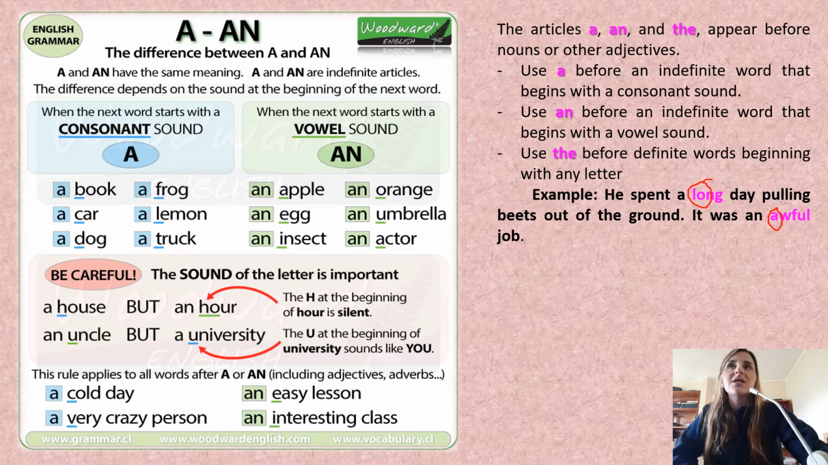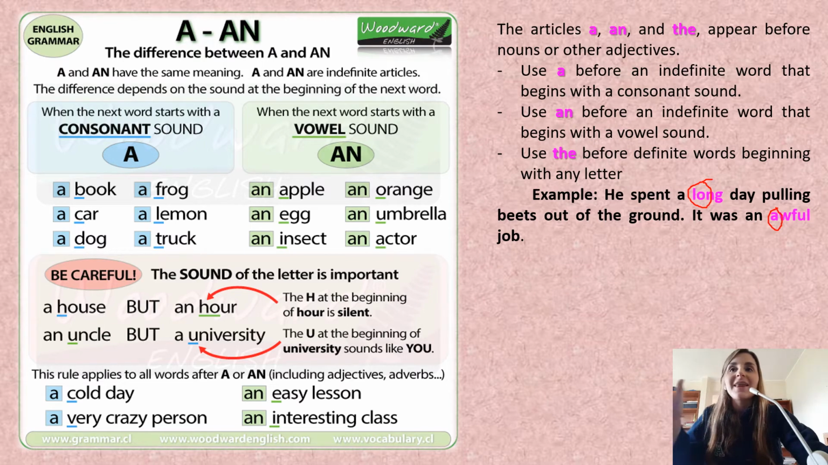Here we have some of the differences between a and an. When the next word starts with a consonant sound, as I told you, you put a. When the next word starts with a vowel sound, you put an. You need to be careful with the sound of some words. The sound of the letter is very important.